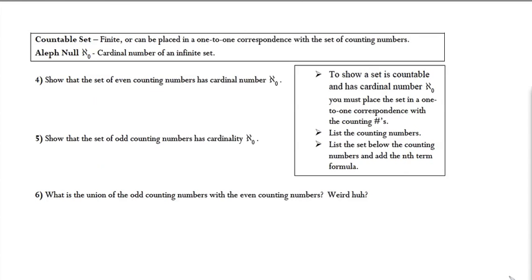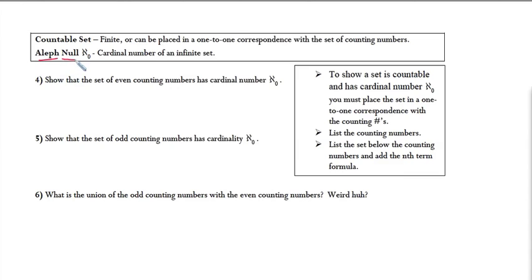We're going to move on now and talk about sets being countable and learn what Aleph-Null means. So there are two ways a set can be countable. First, it can be finite, meaning you can count the elements. The other way is it can be placed in a one-to-one correspondence with the set of counting numbers. So that makes sense, right? If you can count something, you can say, well, this is the first element, the second element, the third, and so on and so forth. So that's what we're going to do here to see if a set is countable.